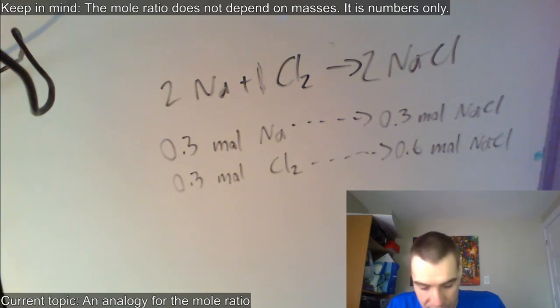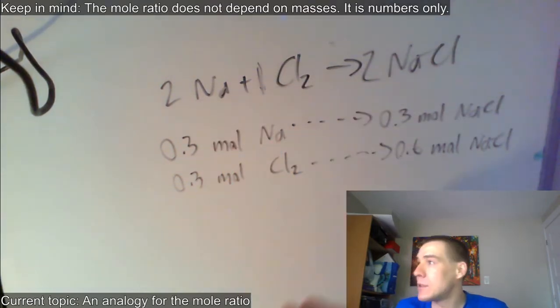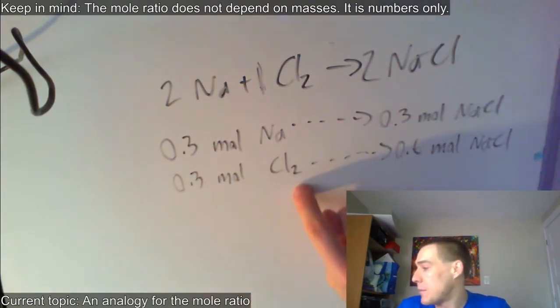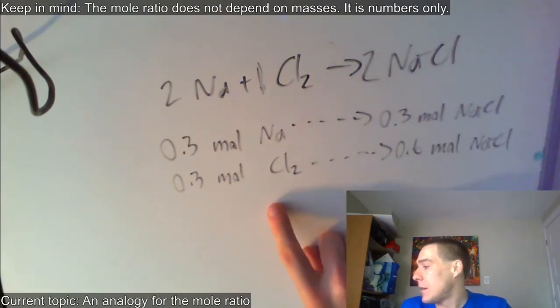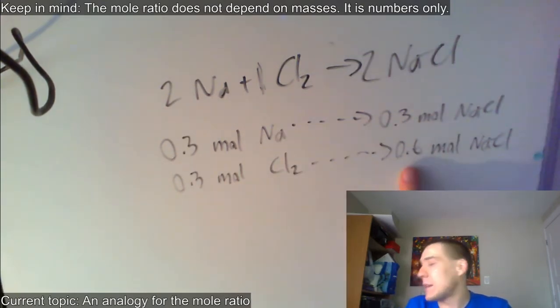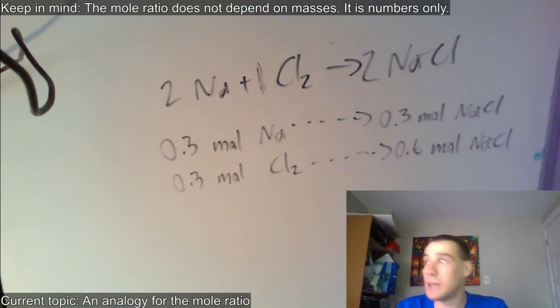Remember that a mole is a big number, like a billion. It can help you understand it. I have 0.3 billion sodiums, so I can make 0.3 billion sodium chlorides. I have 0.3 billion chlorines, and 1 of these makes 2 of these, so I can make twice that, 0.6 billion sodium chlorides.